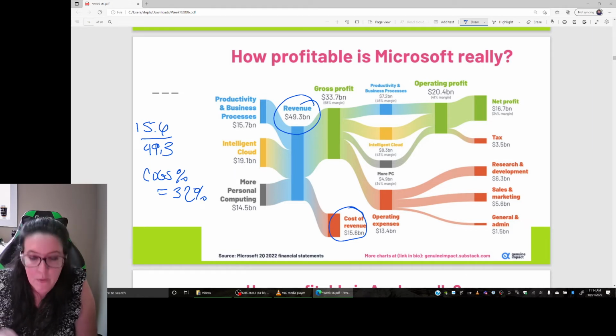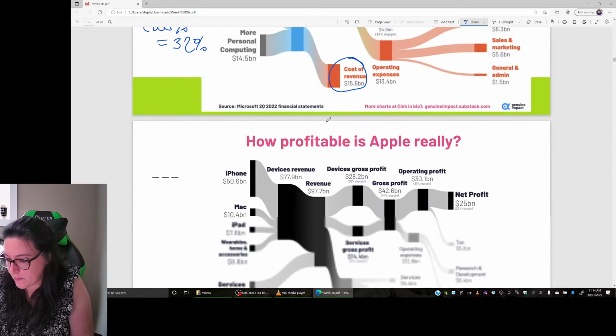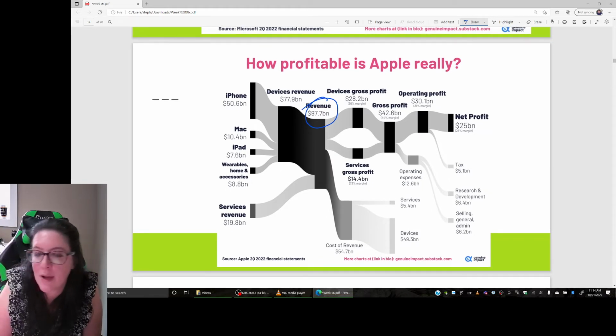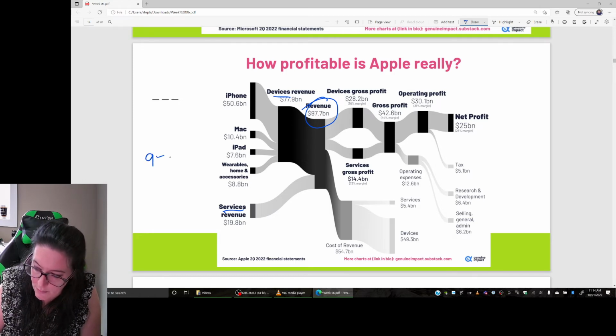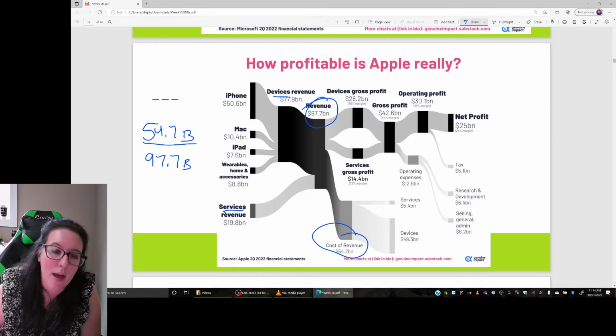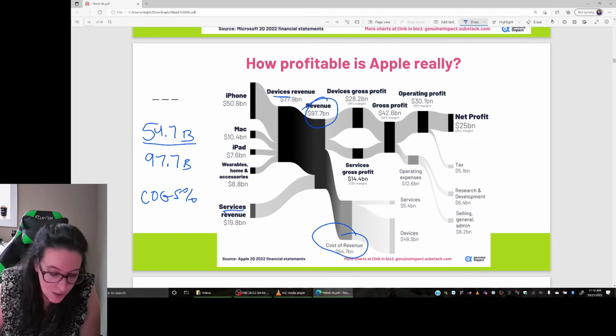Okay. All right, well, what about Apple? So Apple has revenue of 97.7 billion. Some of their revenue comes from services and some of it comes from goods. So we have revenue of 97.7 billion. We have cost of revenue of 54.7 billion. 54.7 billion divided by 97.7 billion, we get our cost of goods sold percentage, and we get 56%.